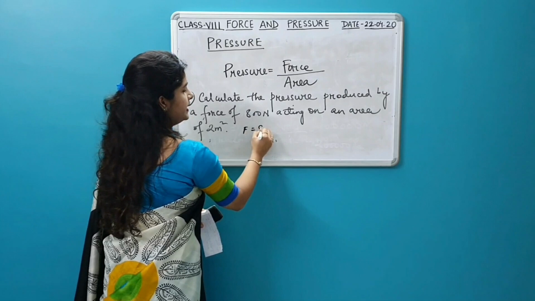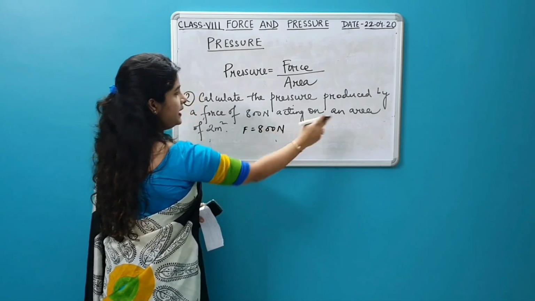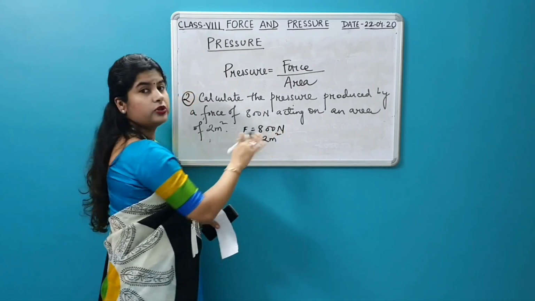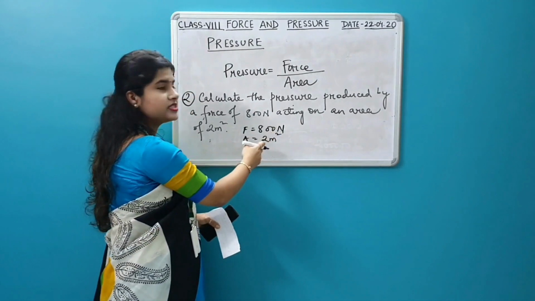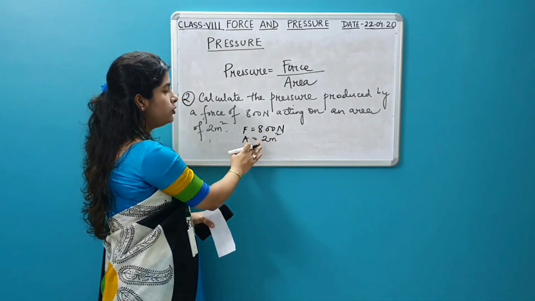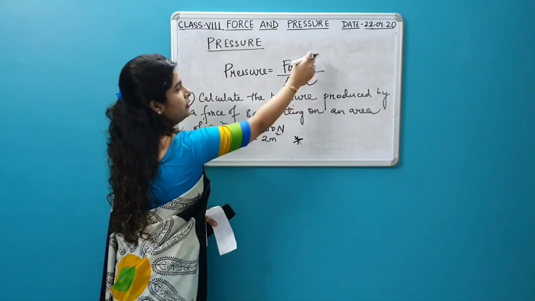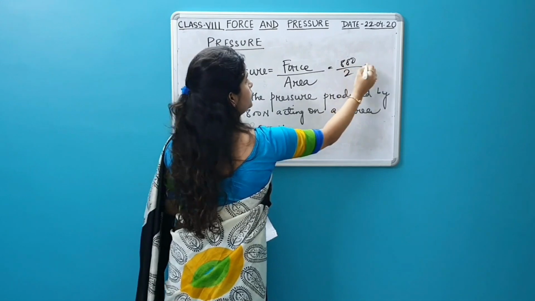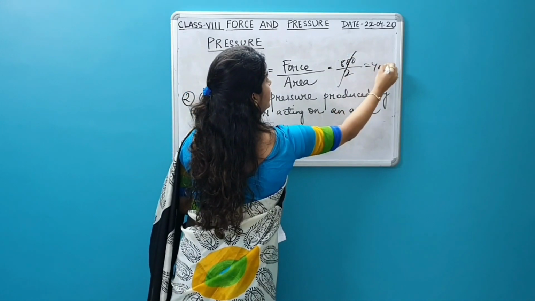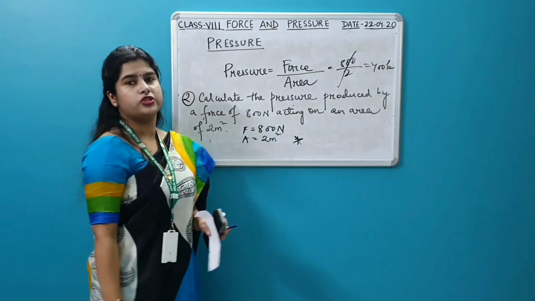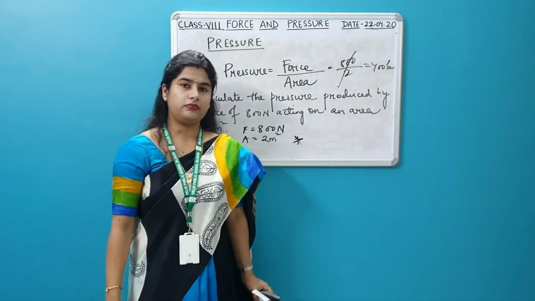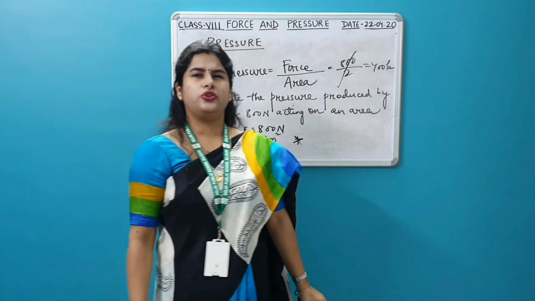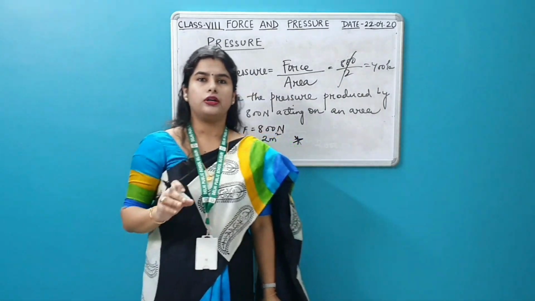Force is given to me 800 Newton and my area is given to me 2 meters square. So here I don't have to convert anything since my units are absolutely correct. So I am going to directly solve it. So force is 800 divided by area is 2. That comes to 400 Pascal or Newton per meter square. Clear? So this is about, in short.